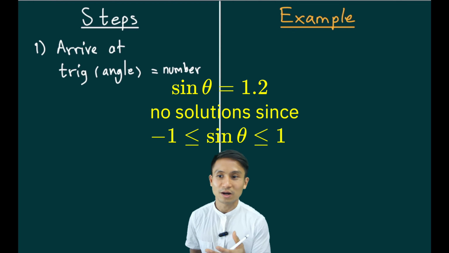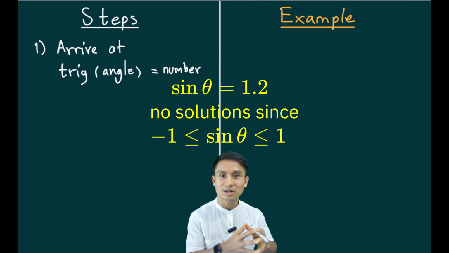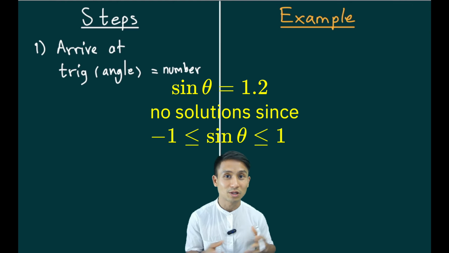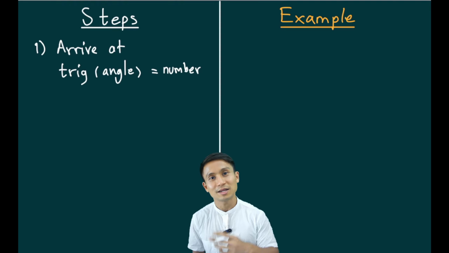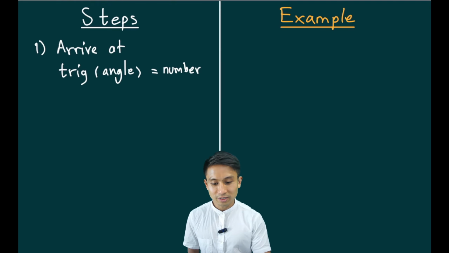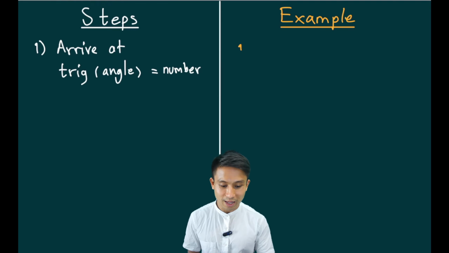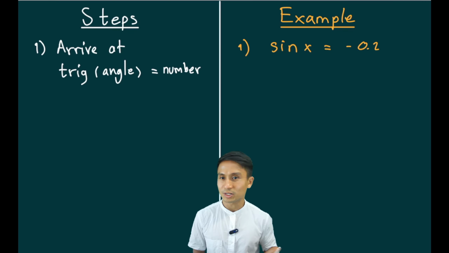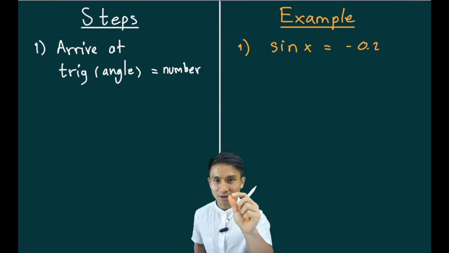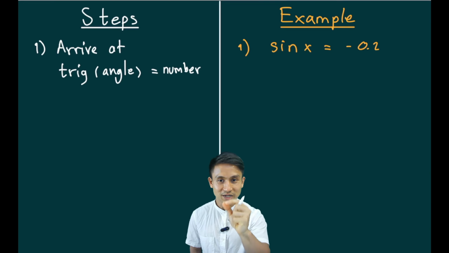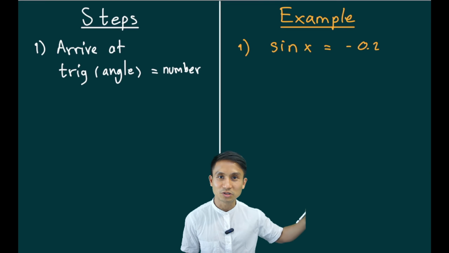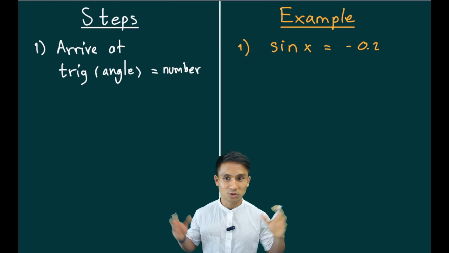For example, if you have sine of some expression equals something more than 1 or less than minus 1, there is no solution to that, and you should know that. But if it's a tangent, then there is always a solution. So for example, you might have a problem looking like, let's say, sine x equals minus 0.2. Let's keep it simple first. The function I have in the example here is already in that form: trig, which is sine, x is the angle, equals a number, which is negative 0.2. So we're good to go.